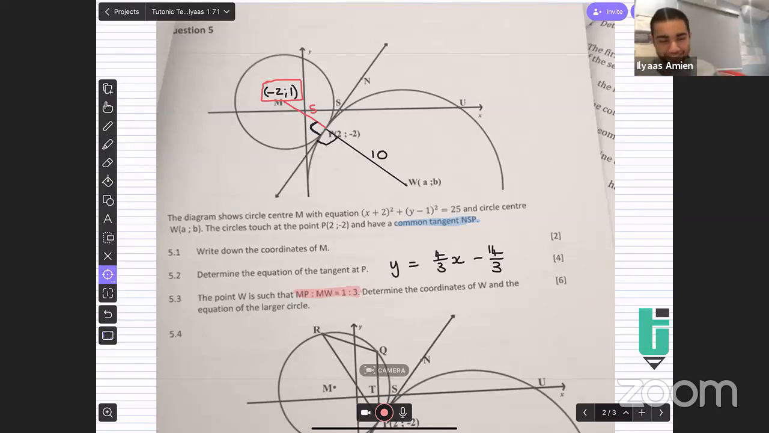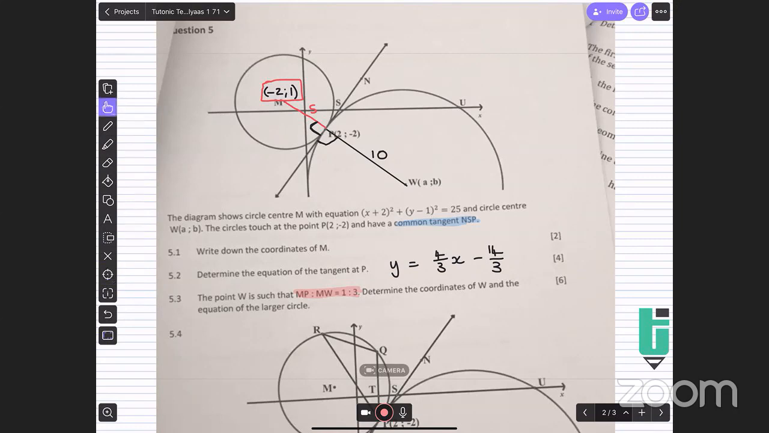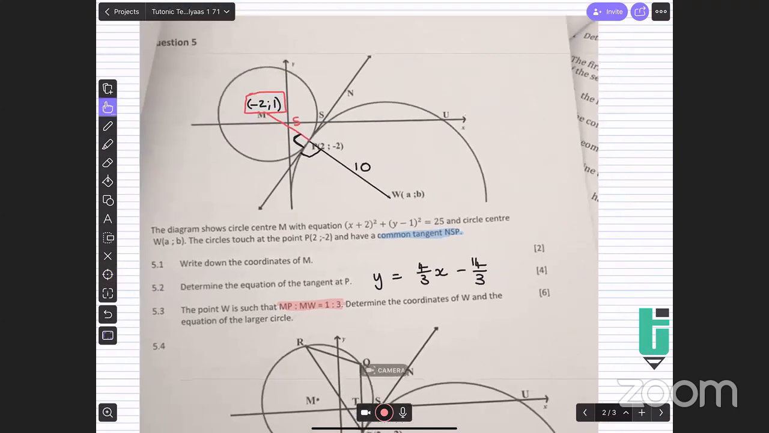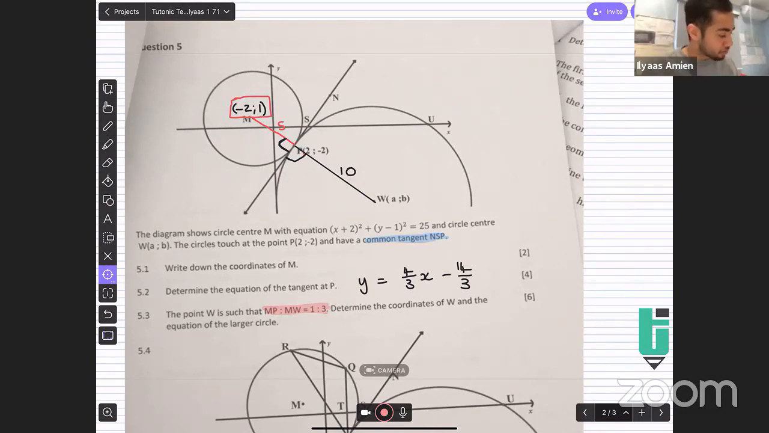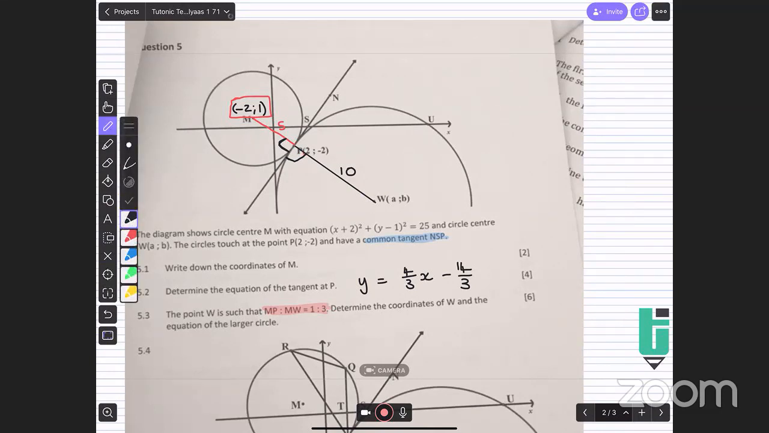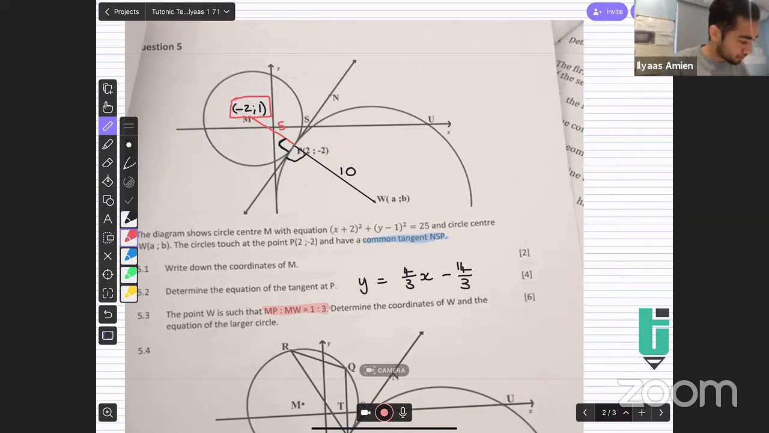So somebody said something. When we equate the gradient formula to the actual gradient, do we use 4 over 3 or negative 3 over 4? I think it's negative 3 over 4. Yeah. So the gradient of PW is negative 3 over 4. Do you see that?